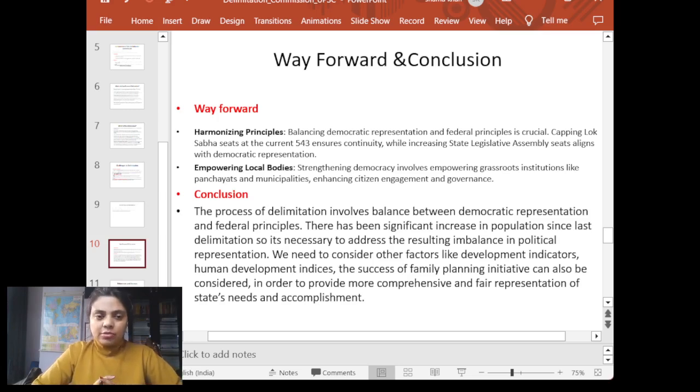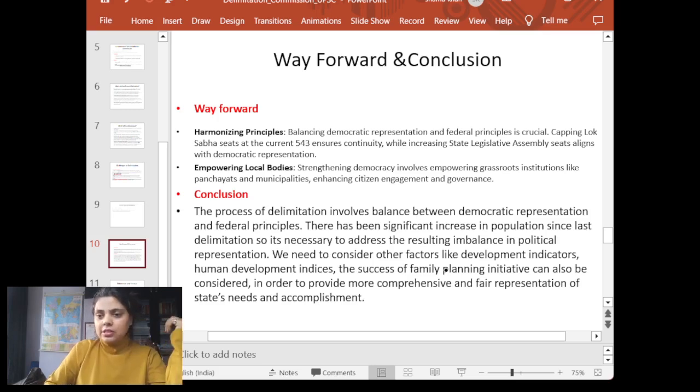In the conclusion which I have provided here, you can use the same as it is in your mains answer. The process of delimitation involves what? Democratic representation as well as federal principles. Apart from that, one of the most important factors which we consider while doing delimitation is population. So there's a possibility we can use another factor, like I have provided here, a development indicator, which we can use.